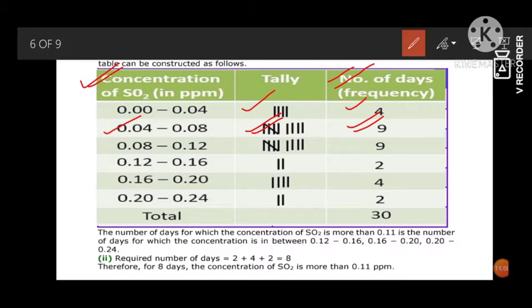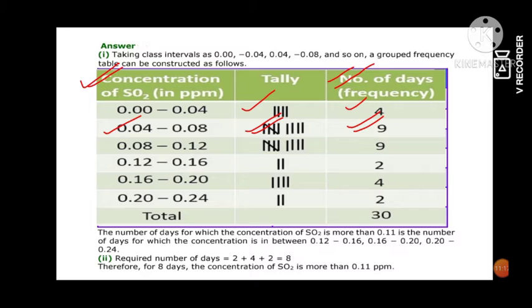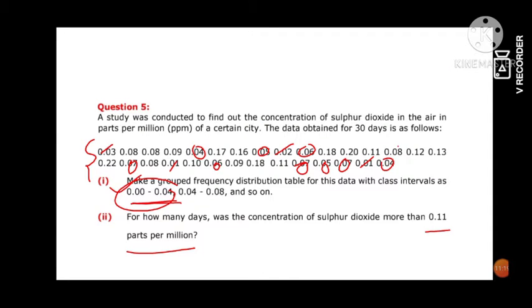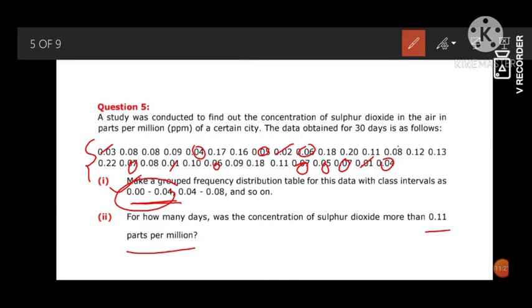Then the next interval is 0.08 to 0.12. So we will consider 0.08, 0.09, 0.10, 0.11, and we will not consider 0.12. Till 0.11 we will consider. So let us find out again. Now we will make crosses. So 1, 2, 3, till 0.11 we will consider.